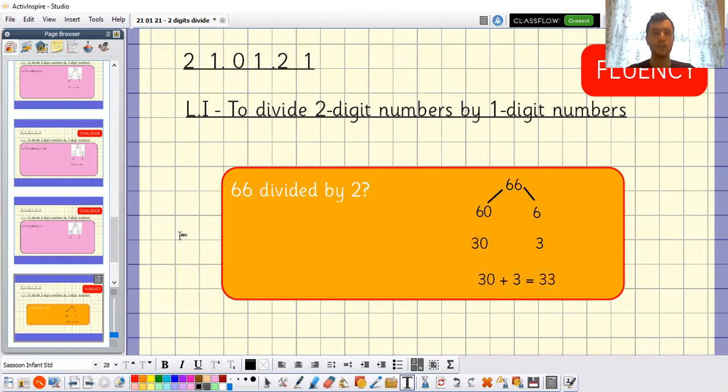Well done if you got that, and well done if you persevered again through today's lesson. Another tricky lesson where we're looking at that regrouping within division.